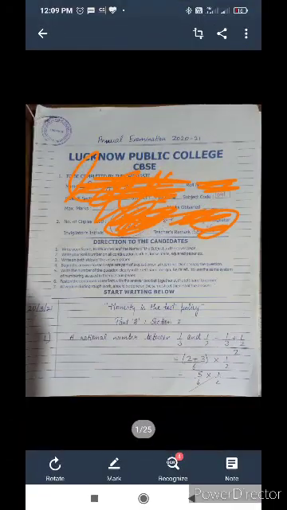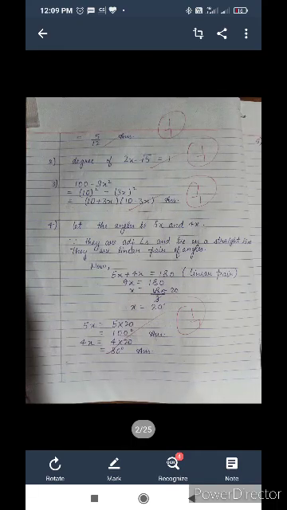Okay, first part is find a rational number lying between 1 upon 3 and 1 upon 2. So to find the rational number between 1 by 3 and 1 by 2, we can directly apply the formula, that is a plus b upon 2. So 1 by 3 plus 1 upon 2, upon 2. So it is 5 upon 6 into 1 upon 2. The answer is coming 5 upon 12.